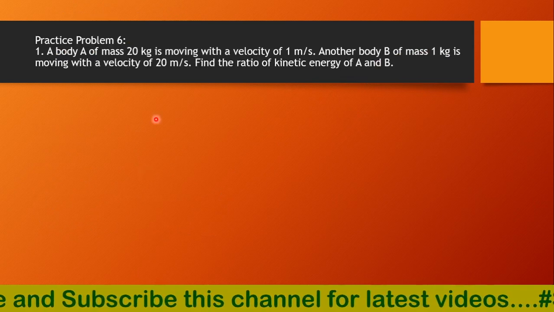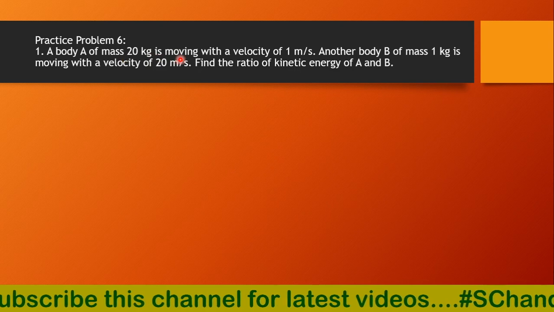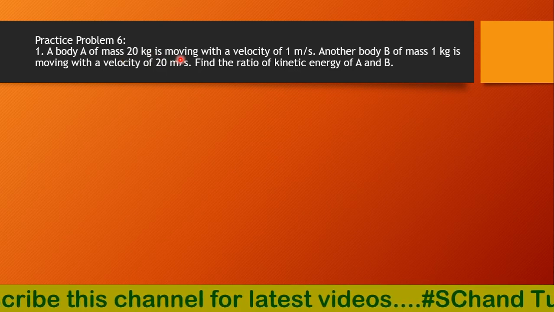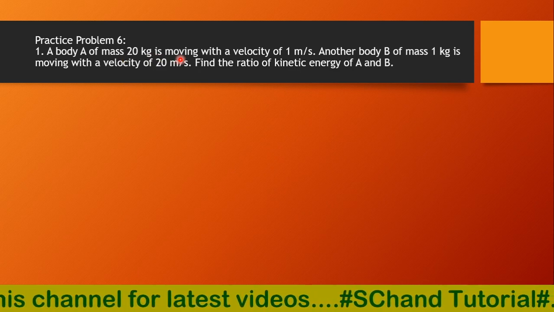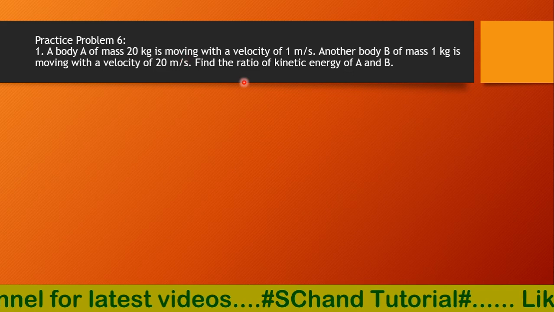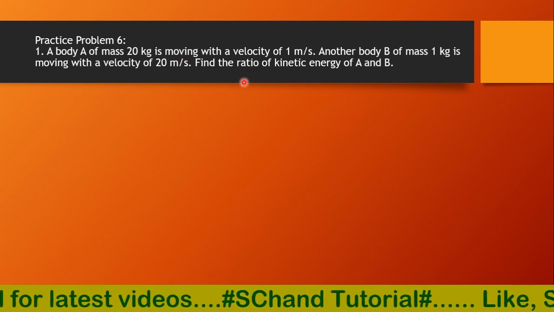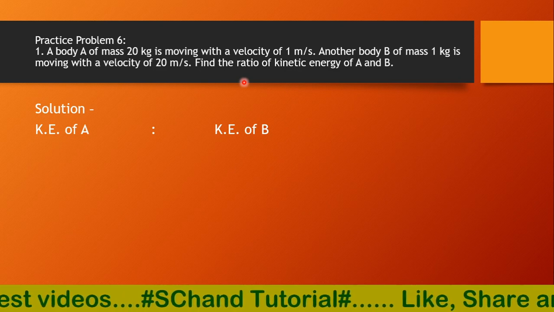Then we have practice problem 6. A body A of mass 20 kg is moving at the velocity of 1 meter per second, and another body B of mass 1 kg is moving at the velocity of 20 meter per second. Find the ratio of the kinetic energy of A and B. Here we have to calculate the ratio of the kinetic energies. So simply take the ratio of kinetic energy of A to kinetic energy of B.